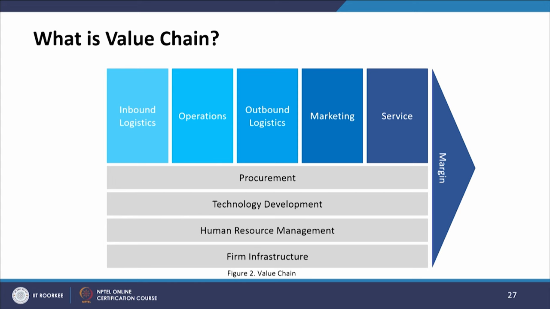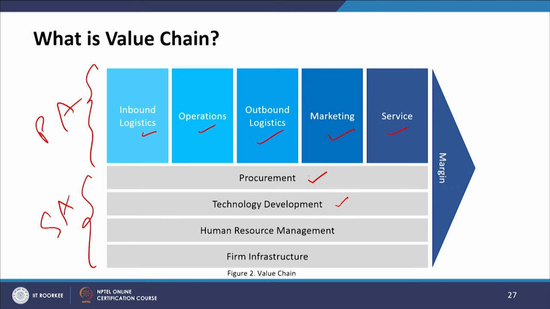So, this is what a value chain looks like. These are the primary activities: inbound logistics, operations, outbound logistics, marketing and services. And the secondary activities include procurement, technology development, human resource management, and the firm's infrastructure. So, the combination of these primary and secondary activities will lead to margin. If the combination is good, then the margin may increase. If it is not good, then the margins may decrease.